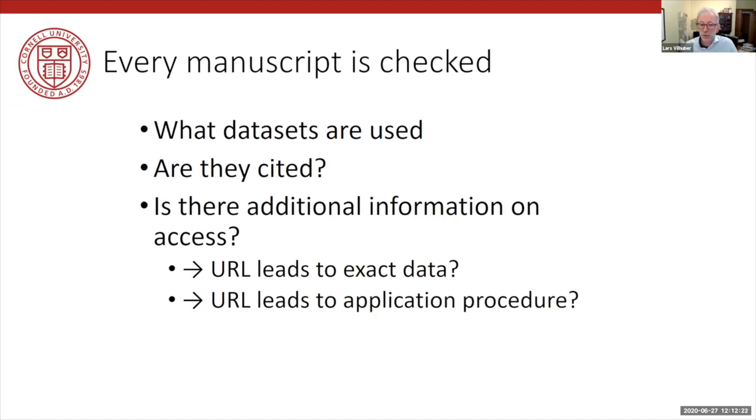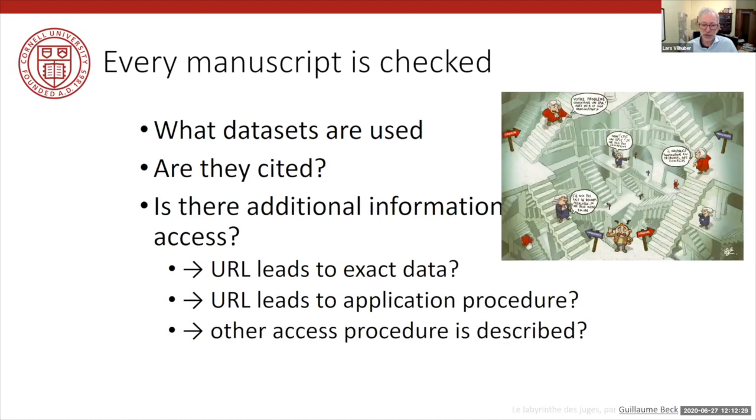Does it lead to an application procedure? Do you need to apply for the data? What kind of information do you need to provide? Do you need to provide a justification? Is it all very complicated? Is there some additional information I need to provide? Do I need to be a citizen of the country? Do I need to be a resident? Do I need to be a university scholar? Or as a journalist, can I get access to the data as well? So these are important parts that are not necessarily embedded within a citation. Even if you ended up giving us a citation, there's additional information that may be needed.